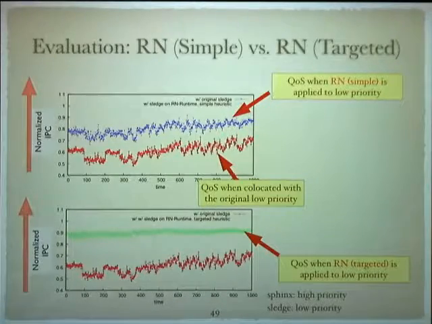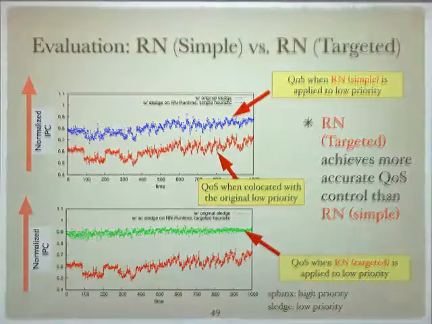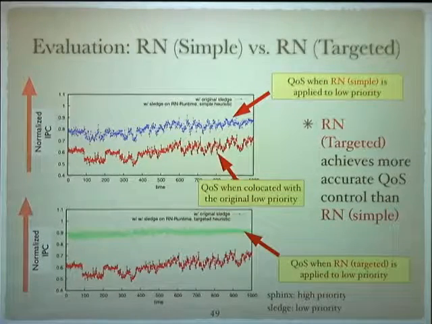And especially comparing to the simple, they're both effective, but the targeted achieves much more accurate QoS control because it's actually monitoring the feedback. It's monitoring the feedback and effect of throttling down on those applications.